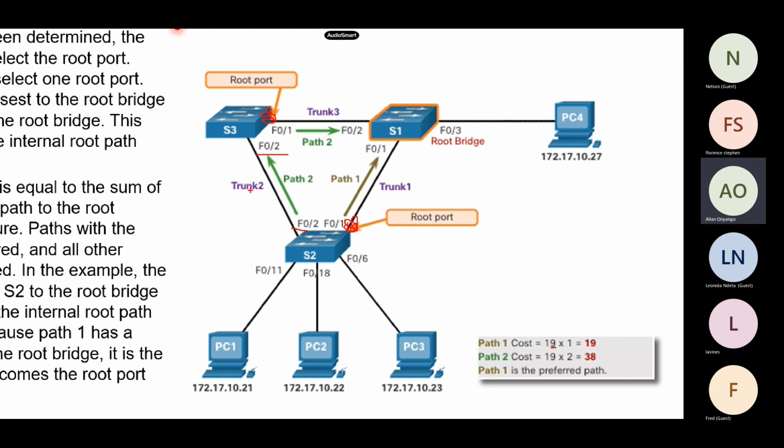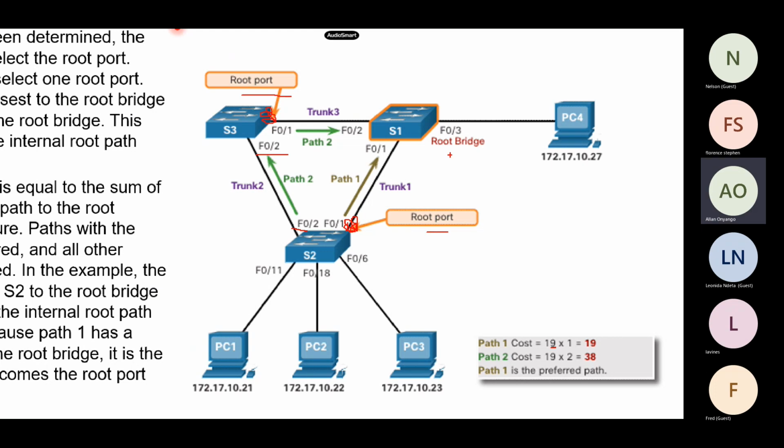Or S2 can go to S3, then to S1, the root bridge, and the cost is going to be 19 plus 19 here, which is 38. And therefore, our preferred path is actually going to be this part here because it has the lowest cost. But anyway, these two are going to be our root ports.